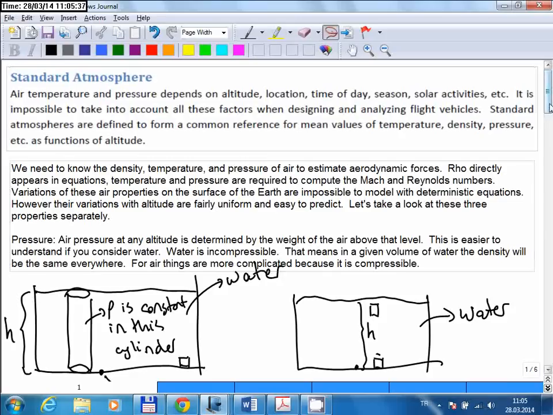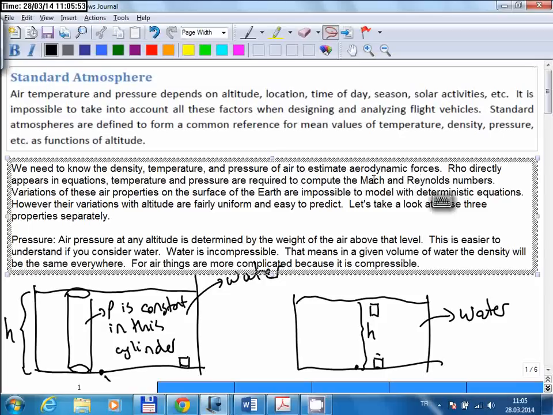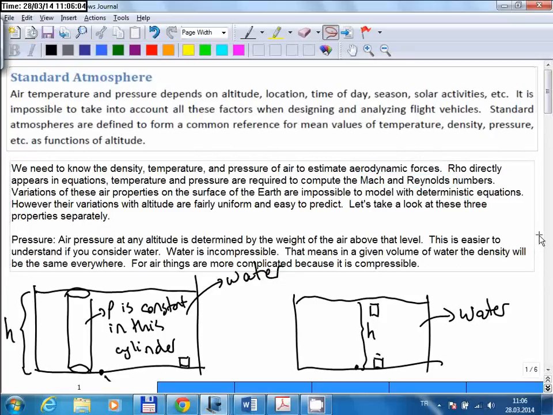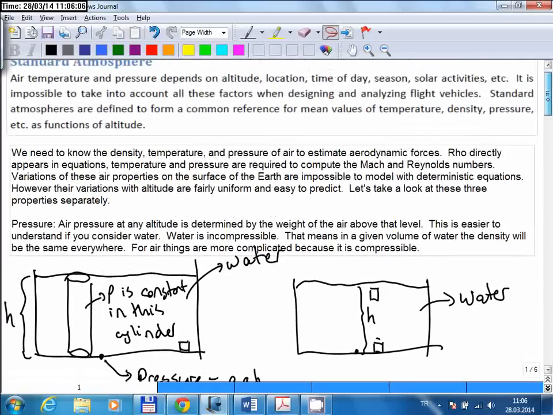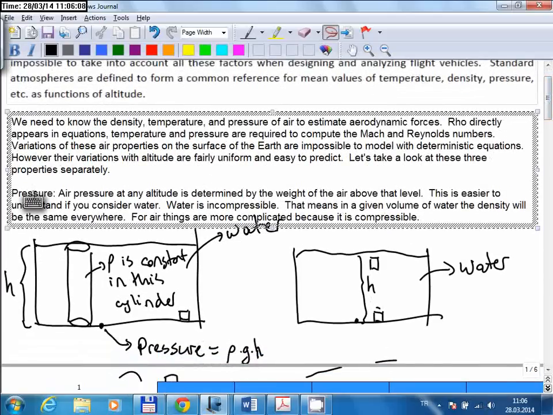Well, in our equations, we need air density. Right? Density is the only thing that appears directly in our equations. But temperature and pressure are important as well because they affect things like air viscosity and speed of sound, and these quantities are important in calculating Mach and Reynolds numbers, right? So even though density is the only thing that appears in our equations directly, we need to know the other properties of air as well. So let's take a look at how these air properties change with altitude, starting with pressure.